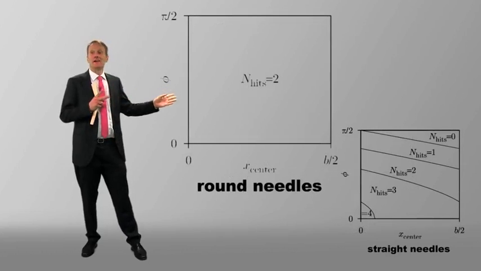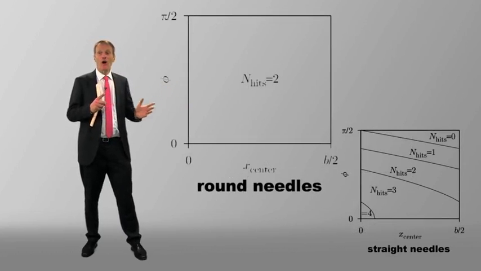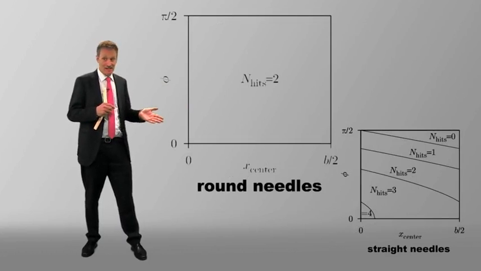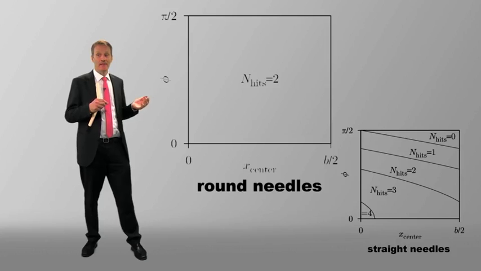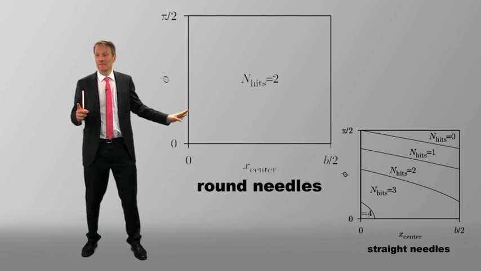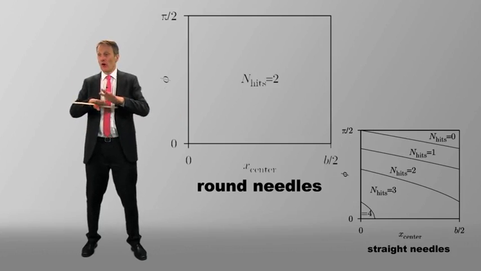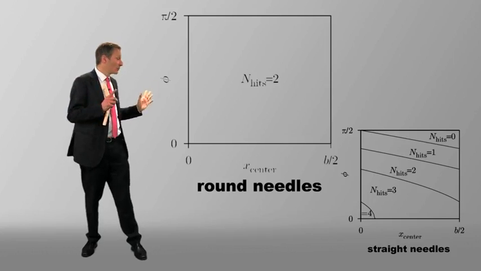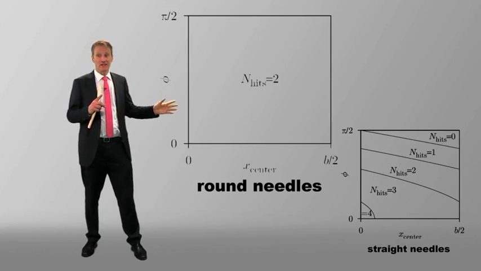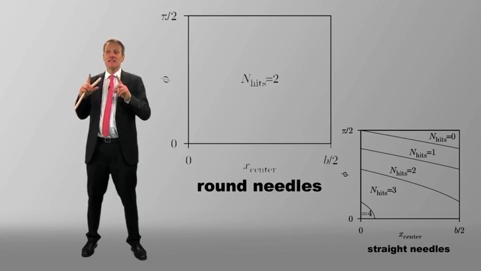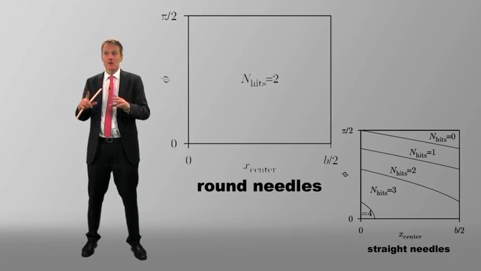Now let's look at the landing pad of the round needle experiment. Again, we have the variables x and phi, and the number of hits is 2 everywhere. We have no fluctuations, and the outcome also is 2. But the 2 experiments are of course different. It is only the observable, the mean number of hits, which is the same.